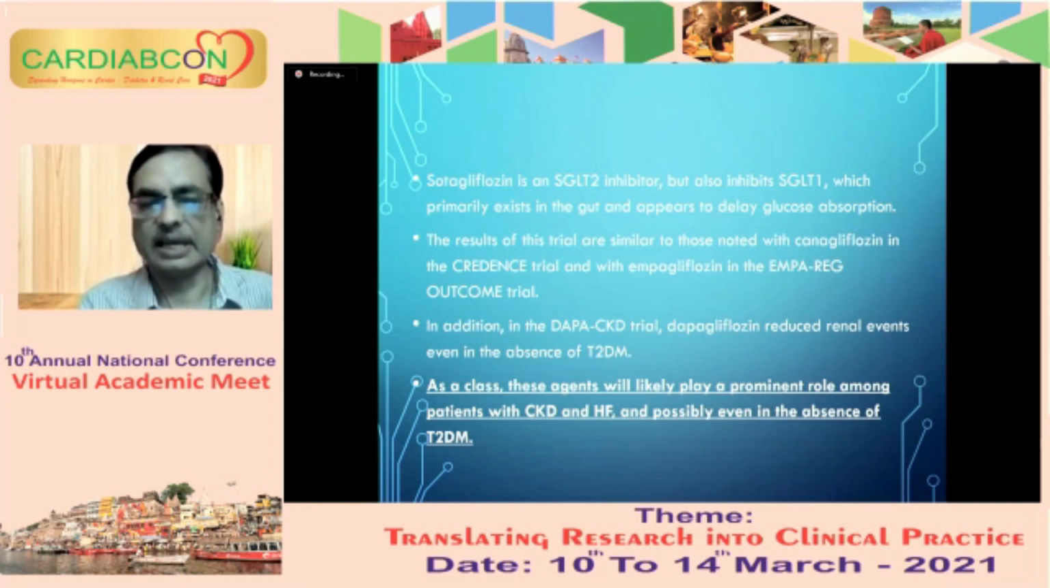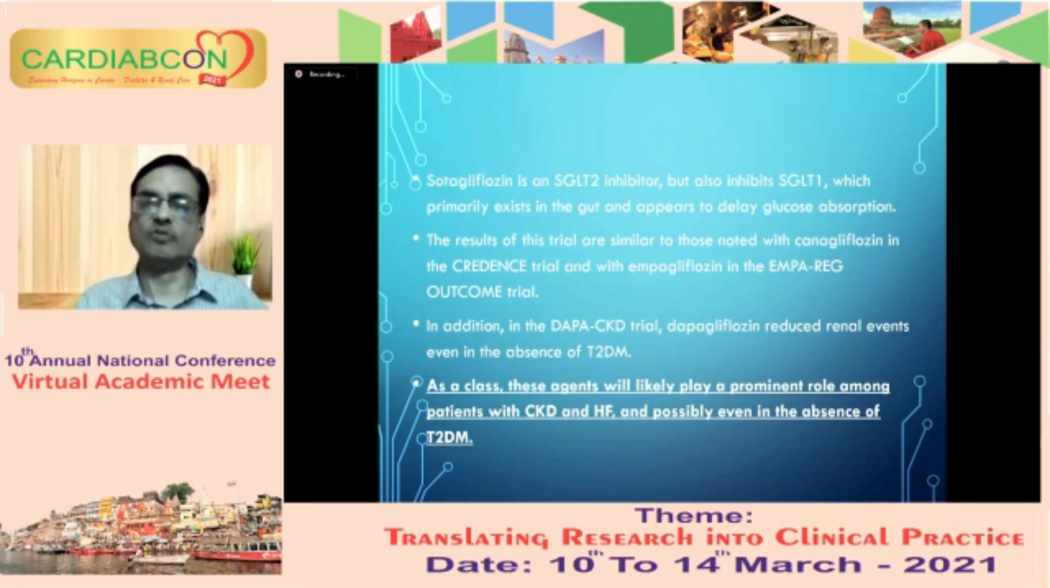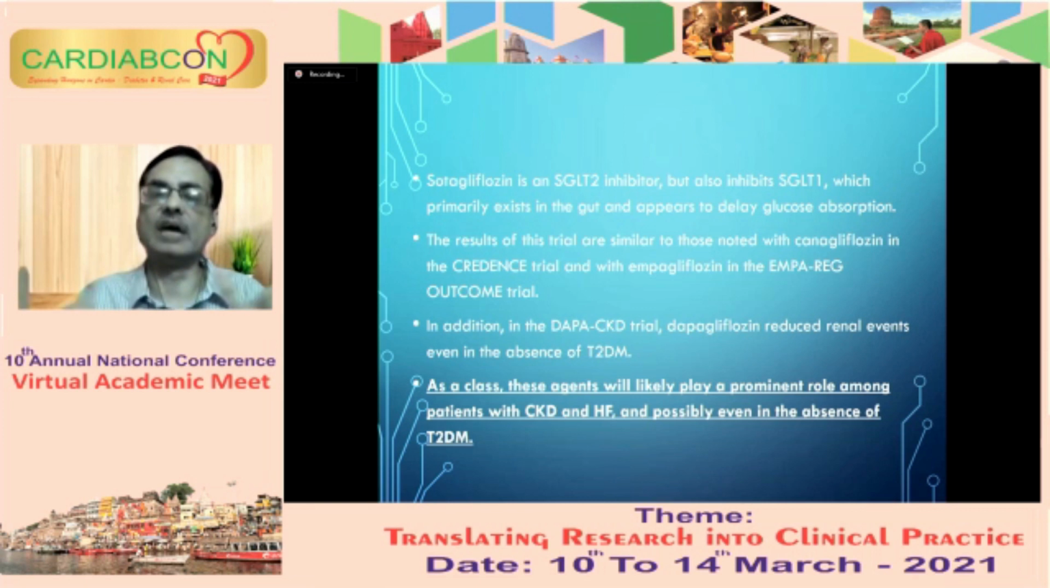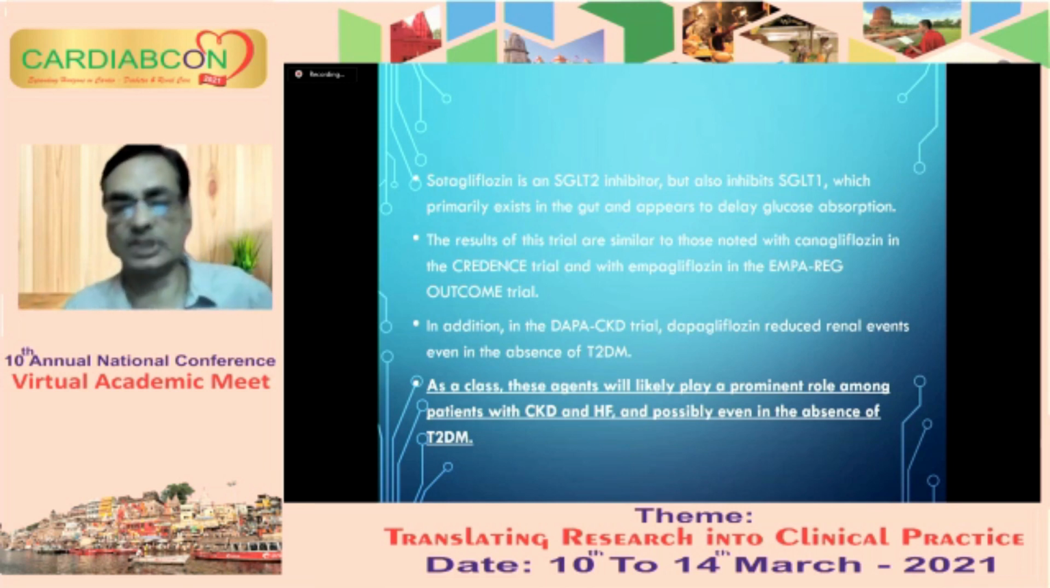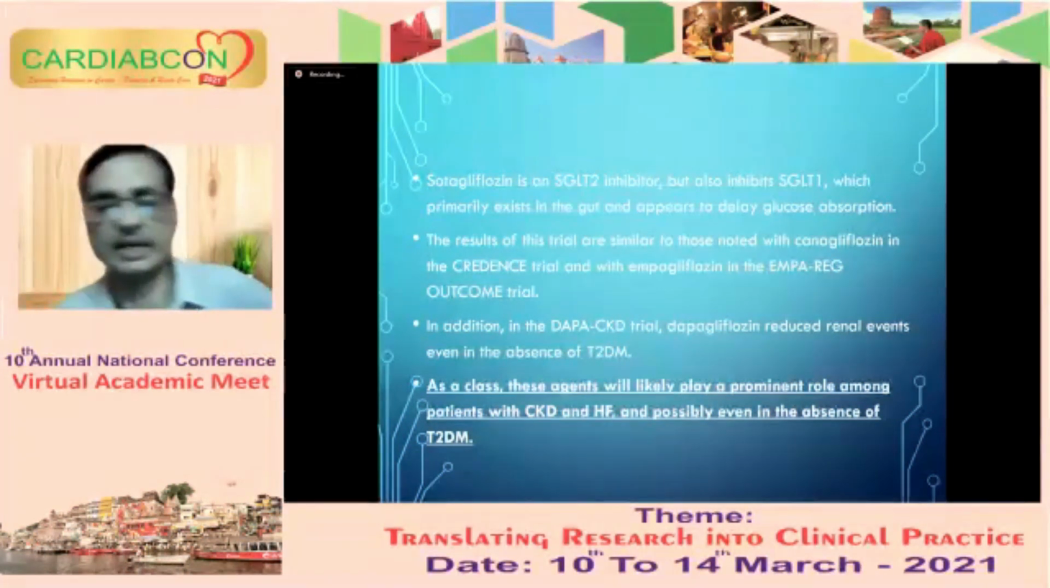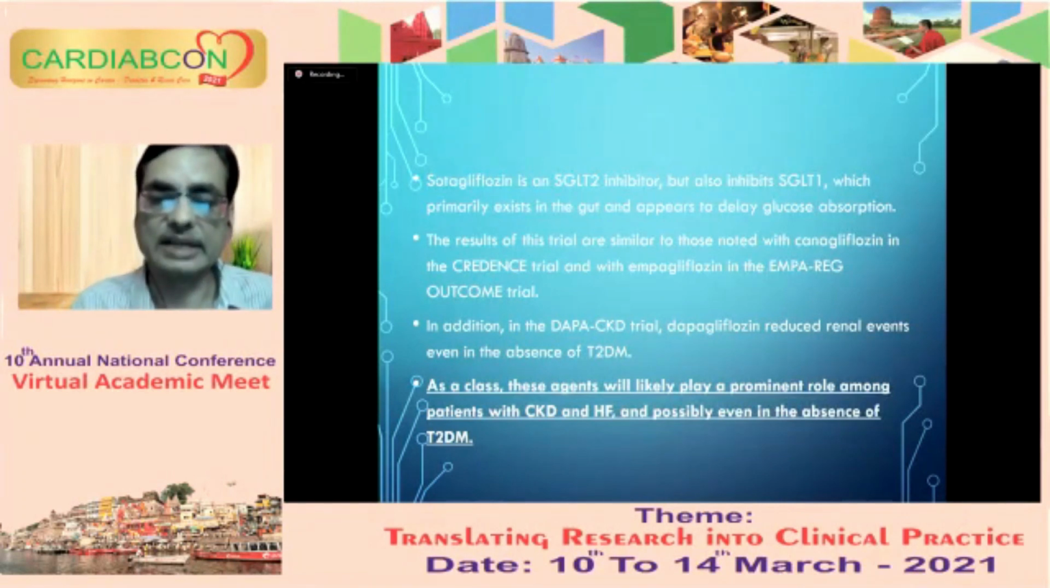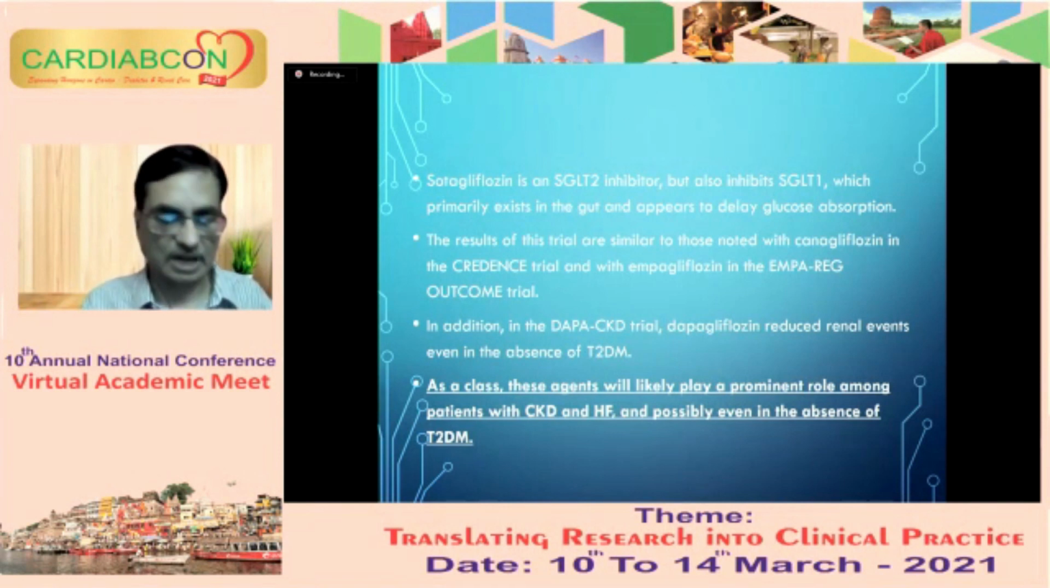In addition, there was DAPA-CKD, already discussed, which reduced the renal events even in the absence of type 2 diabetes. But what was more important is that this group of patients enrolled here were with and without microalbuminuria, with and without proteinuria. So this is another trial which clearly, though we are still waiting for the subgroup analysis of the DAPA-CKD trial, definitely showed that it can have a huge impact both for patients with albuminuria and without albuminuria.